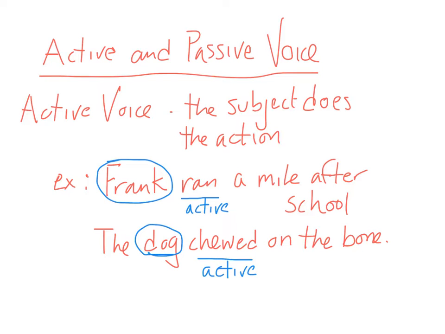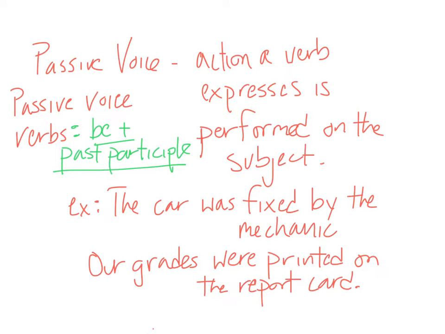But when it comes to passive voice, it's a little bit different. In passive voice, the action a verb expresses is performed on the subject. And the key thing to remember is right up here, that passive voice verbs are always formed with a form of be and the past participle. Okay, so forms of be: am, is, are, was, were. Okay, and then the past participle usually going to end in D or ED.